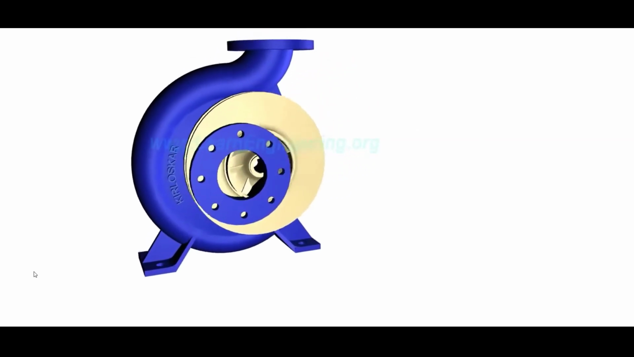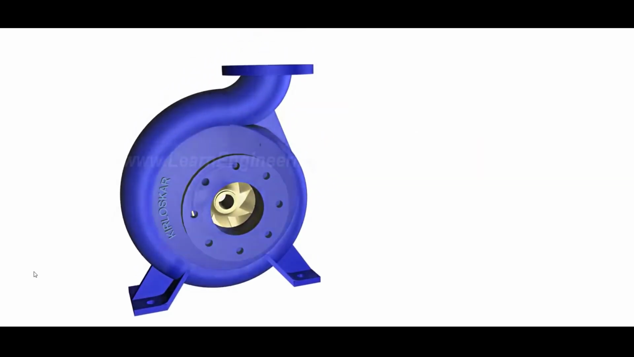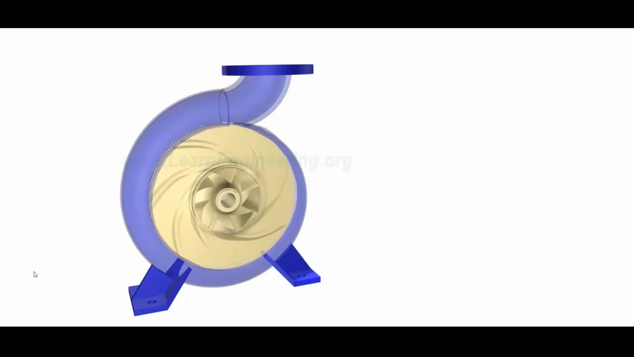The impeller is fitted inside a casing, so the water moving out will be collected inside it and will move in the same direction of rotation of the impeller to the discharge nozzle.